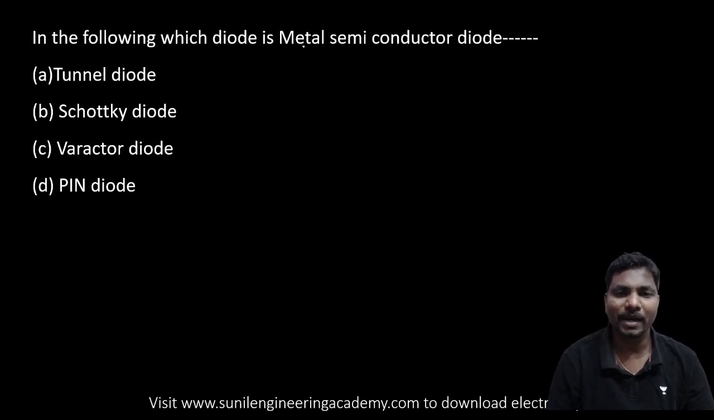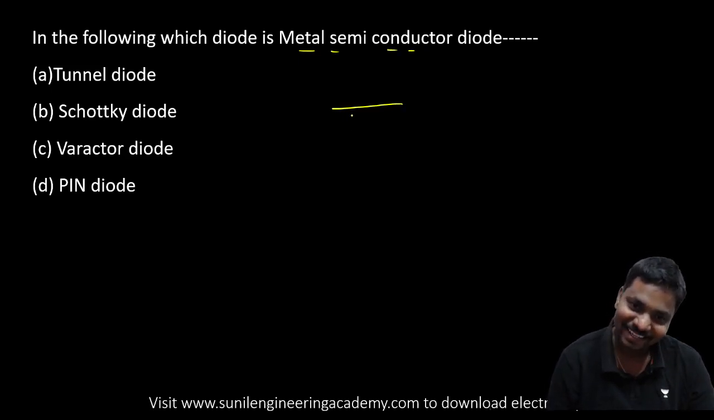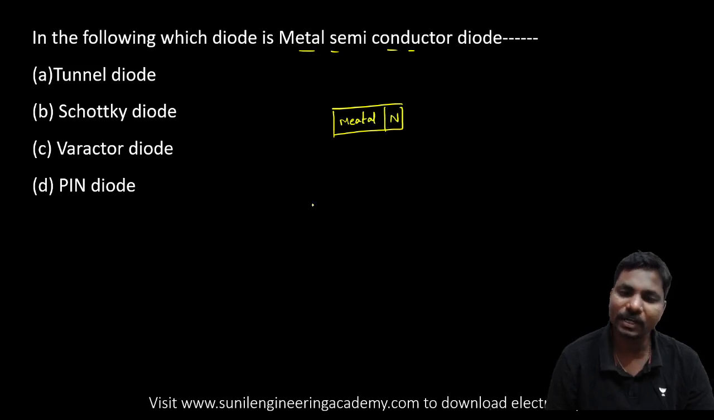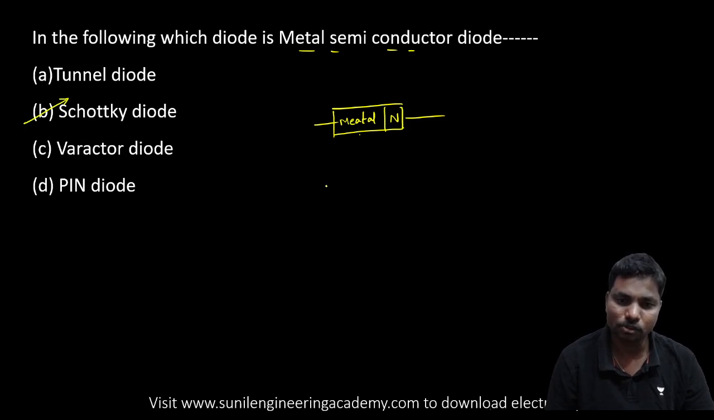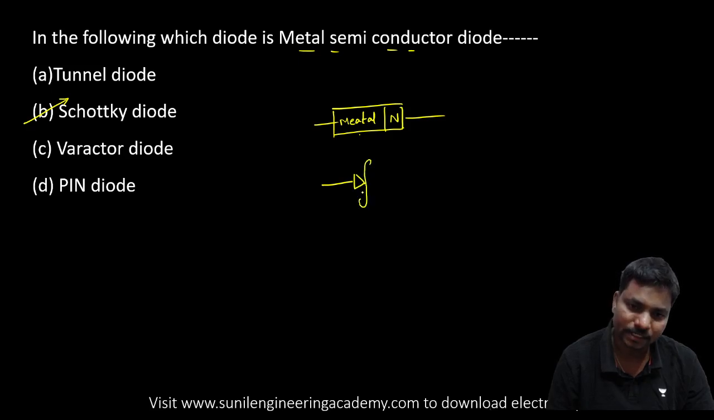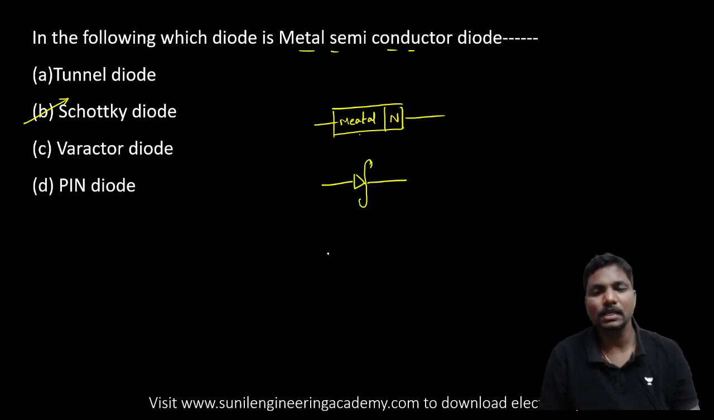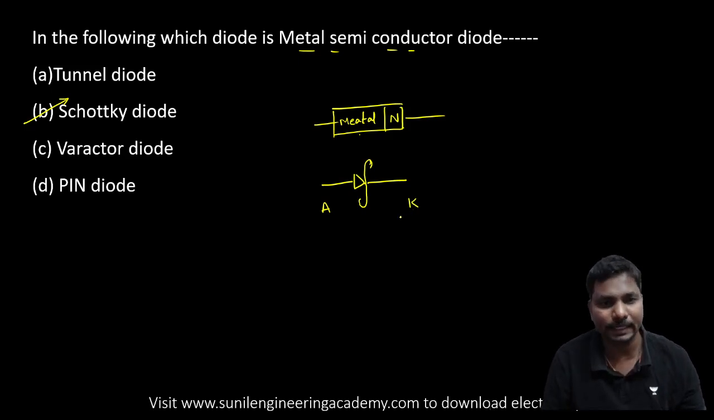And which diode is a metal semiconductor diode? Just now I said. Here, if you consider one metal and on another side n-type material, this is the metal, this is the semiconductor. So metal semiconductor diode. Okay, that is the Schottky diode. The symbols are also very important. Schottky, the first letter S. So this is the symbol of the Schottky diode.